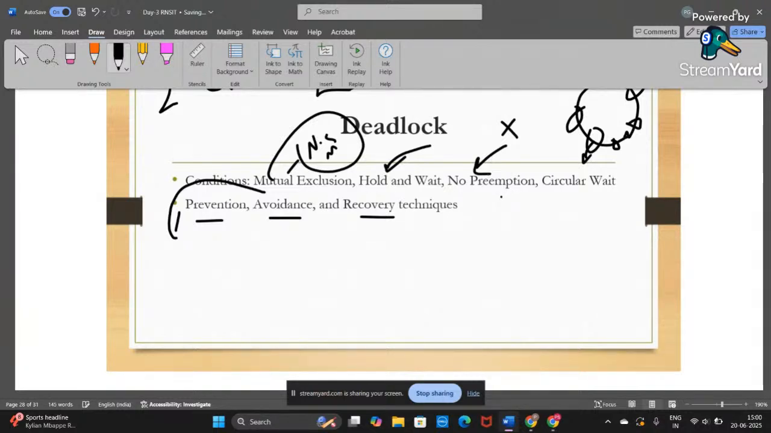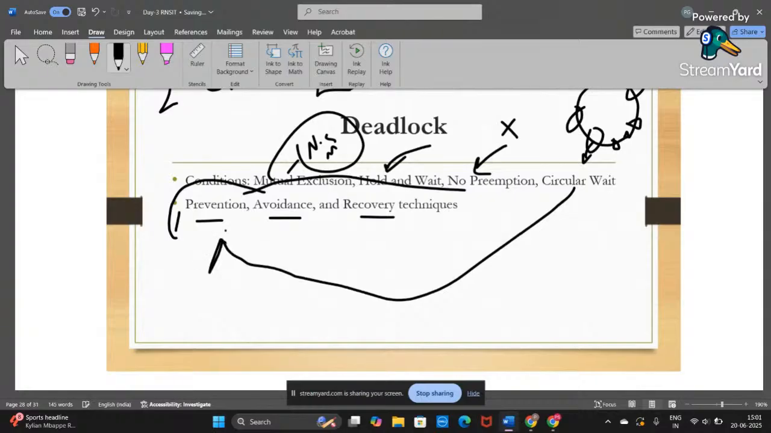No preemption means resource preemption is not allowed, so a process has to wait. The resource cannot be taken forcibly. That also comes under the prevention technique. Then circular wait also comes under the prevention technique. Under prevention, there are four techniques: first is mutual exclusion, then hold and wait, then no preemption, and circular wait. These are the four deadlock prevention techniques.